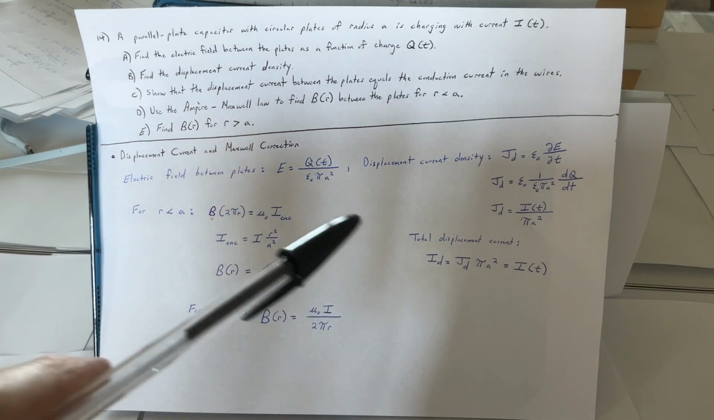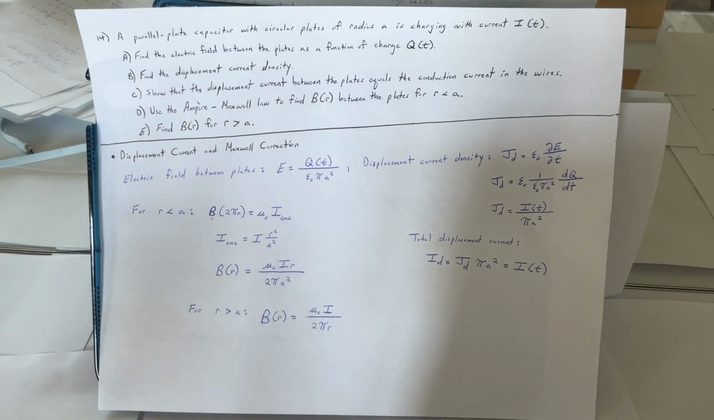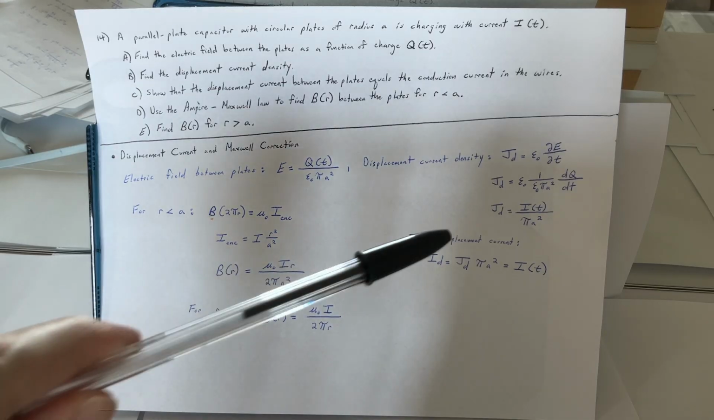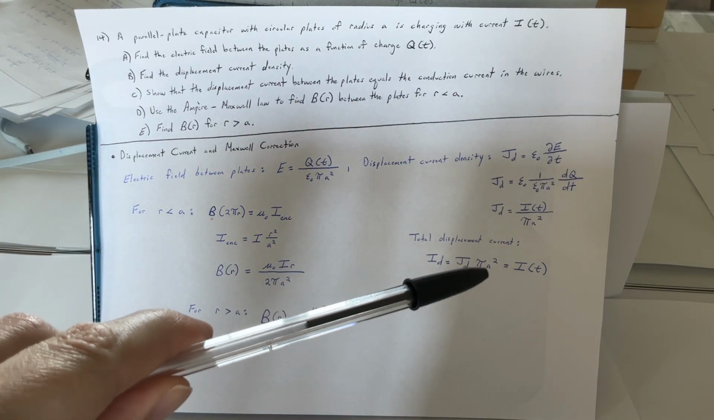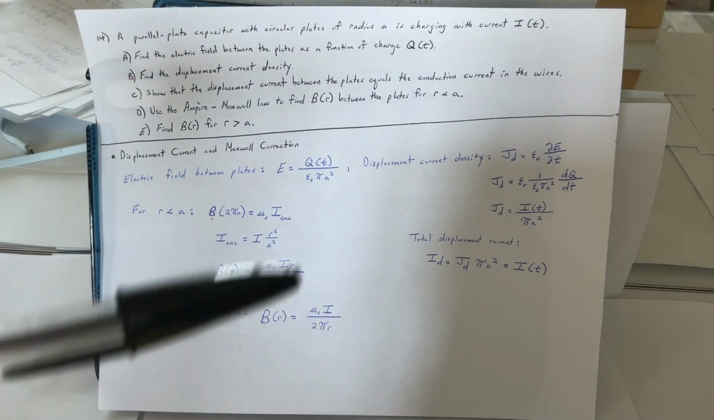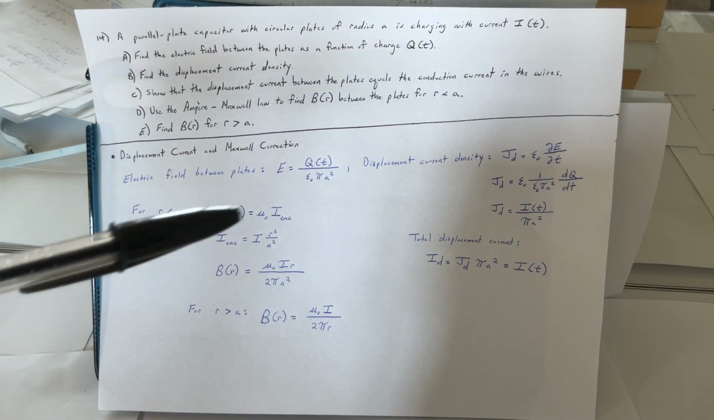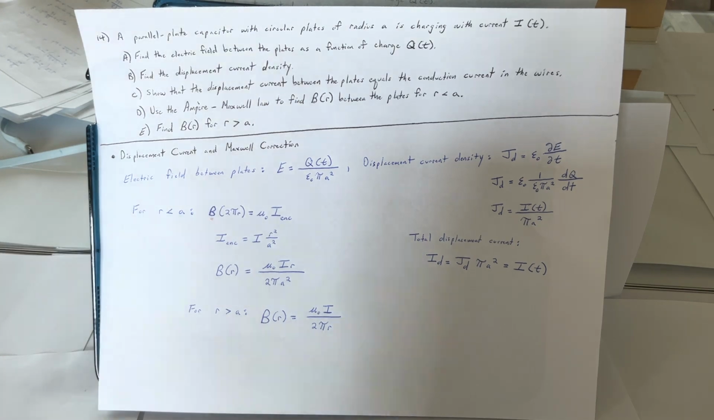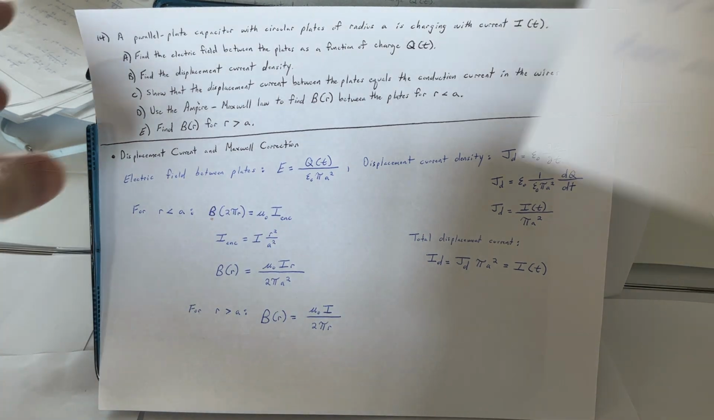And our total displacement current I sub D equals J sub D pi A squared equals I of t. Okay, so that's pretty much all. I went a little bit out of order, my apologies, but that's all for 14. Moving along to number 15.